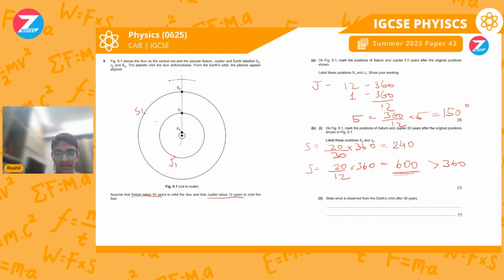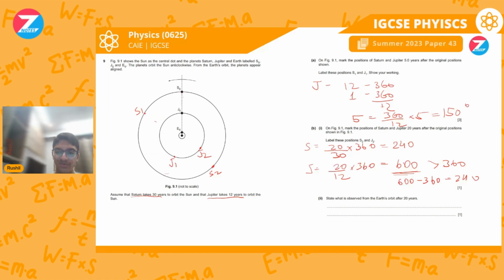So 600 is 240 degrees more than 360. That means once it's completed its full revolution, it's going to travel 240 degrees more. So you just measure a 240-degree angle, and that's how you draw this one, which should be around this point. You measure an angle starting from here, and it should be 240 degrees, which is around this point. And for Saturn, since it's less than 360, it's nothing complicated. And this is S2, which is also 240 degrees by coincidence. Well, not coincidence, that's what the next question is about.